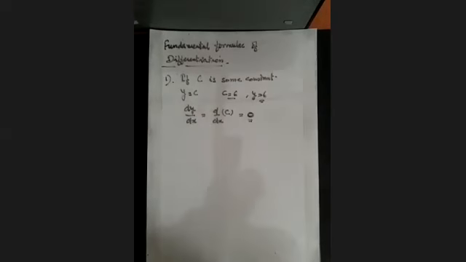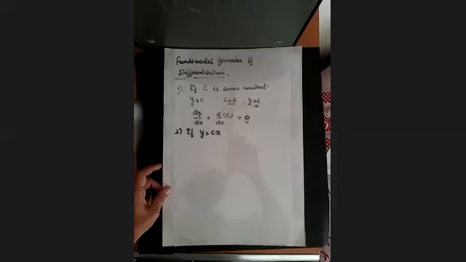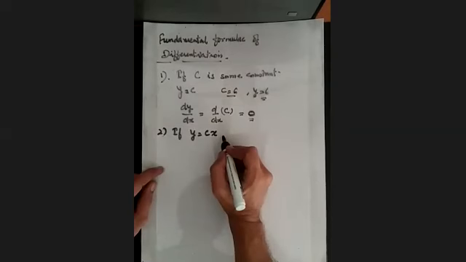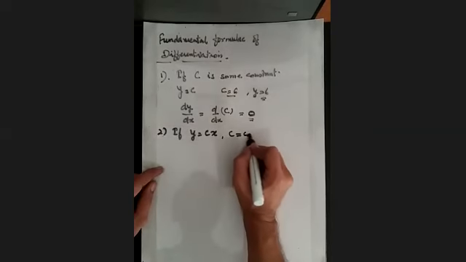So that was your question. It has been answered. And now another, the second one. If y is equal to cx, that is, c is a constant and x is a variable, and y is equal to cx. Now c is again a constant.